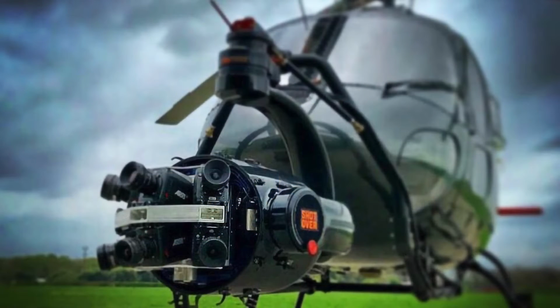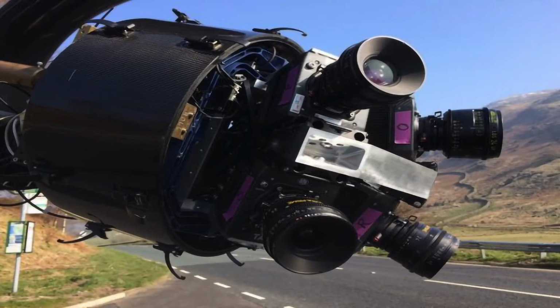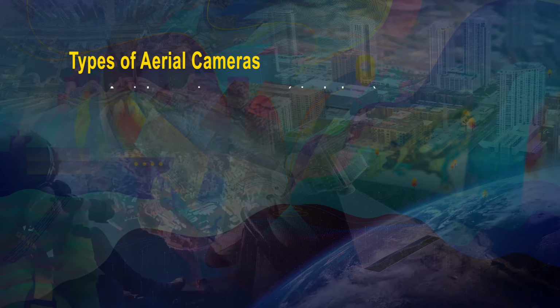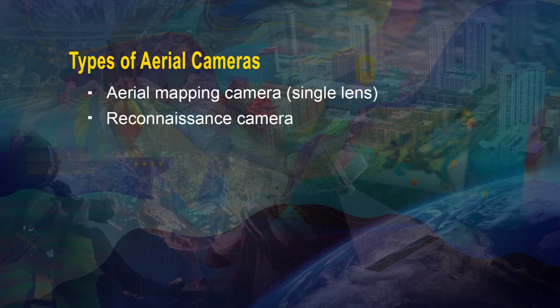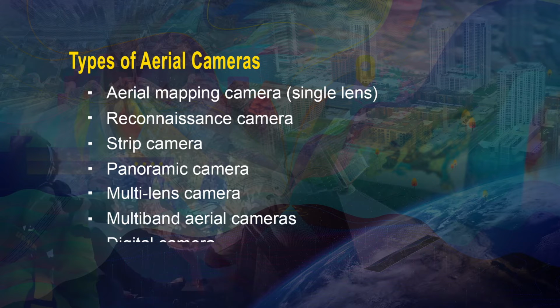Aerial cameras generally have a medium to large format with a good quality lens, a large film magazine, a mount to hold the lens and the camera in the vertical position, and a motor drive. There are various types of aerial cameras, such as the aerial mapping camera, which is a single lens, reconnaissance camera, strip camera, panoramic camera, multi-lens camera, multi-band aerial camera, and digital cameras.